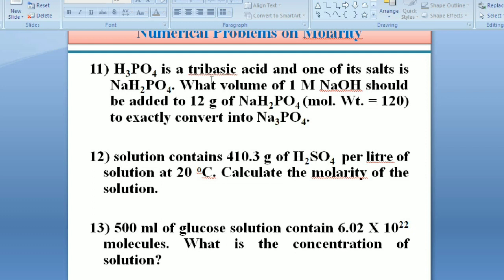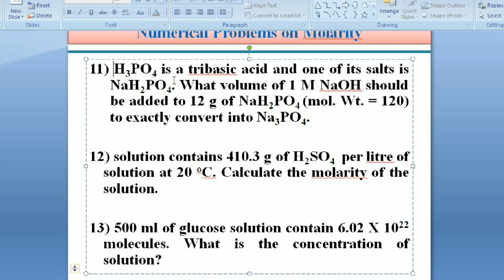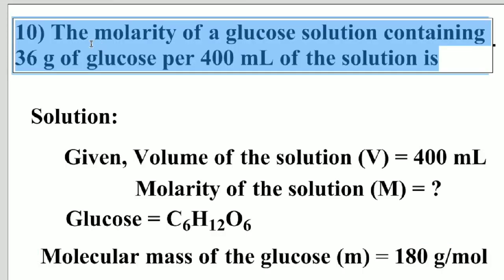H3PO4 is a tribasic acid, which means it has 3 OH groups, and one of its salts is NaH2PO4. What volume of 1 molar NaOH should be added to 12 grams of NaH2PO4, whose molecular weight is given as 120, to exactly convert it into Na3PO4? Students, this is also an easy problem based on molarity.